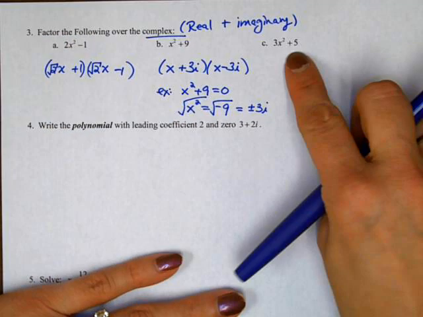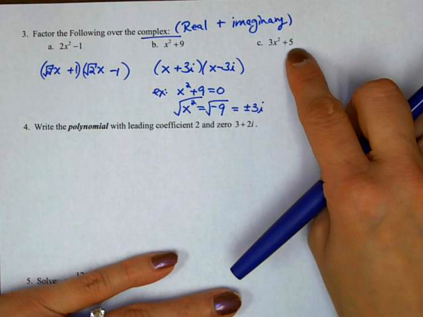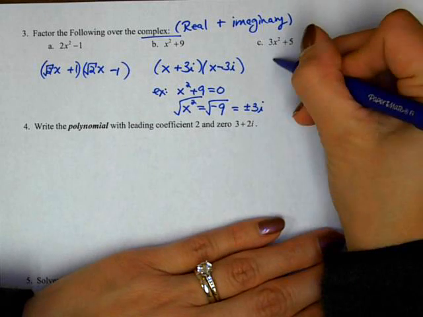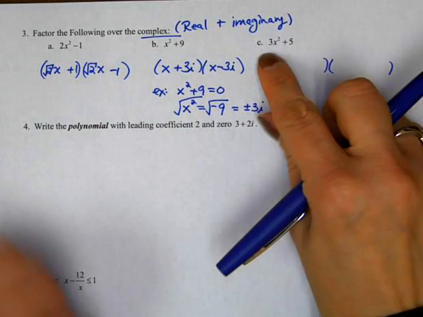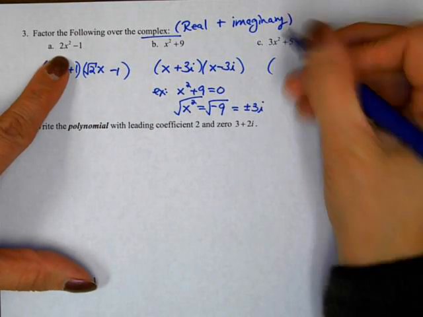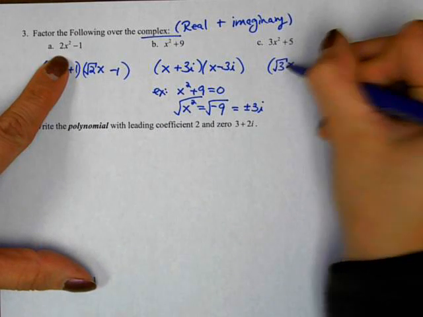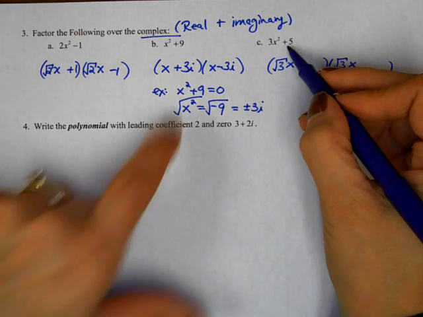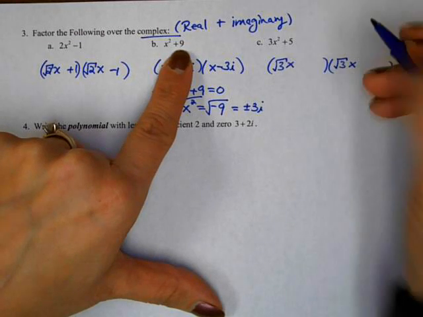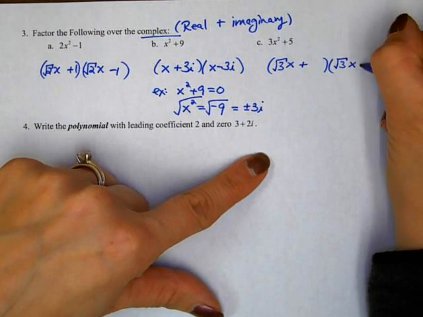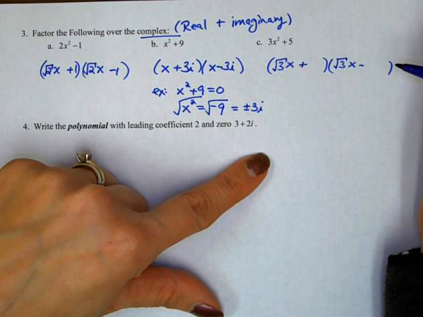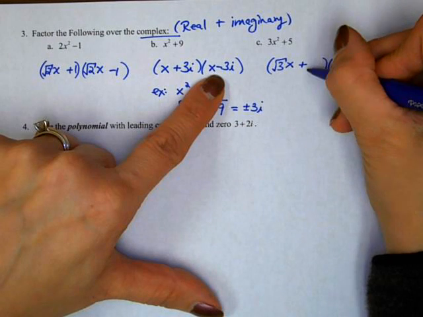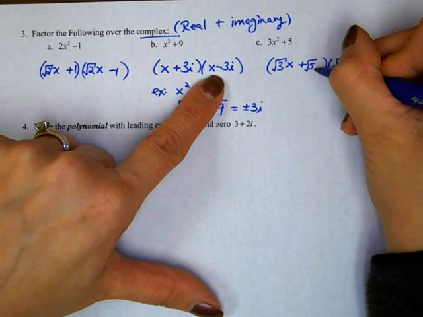Okay, let's take a look at this last one right here. Does this factor? Oh, this is really weird. It's kind of like the beginning here. I know it's going to be radical 3x times radical 3x. Now, since it's a sum, it's going to be imaginaries. So it's going to be plus and minus. That is not a perfect square, so it's not going to be like a 3. It's going to be more like radical 5 but with an i.